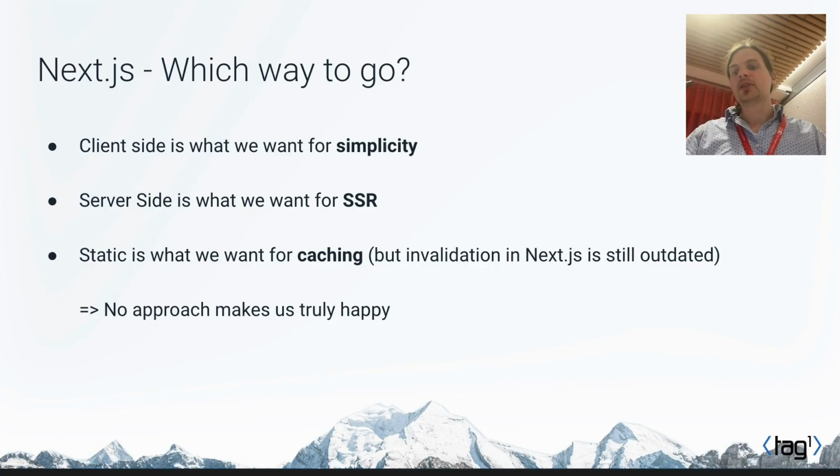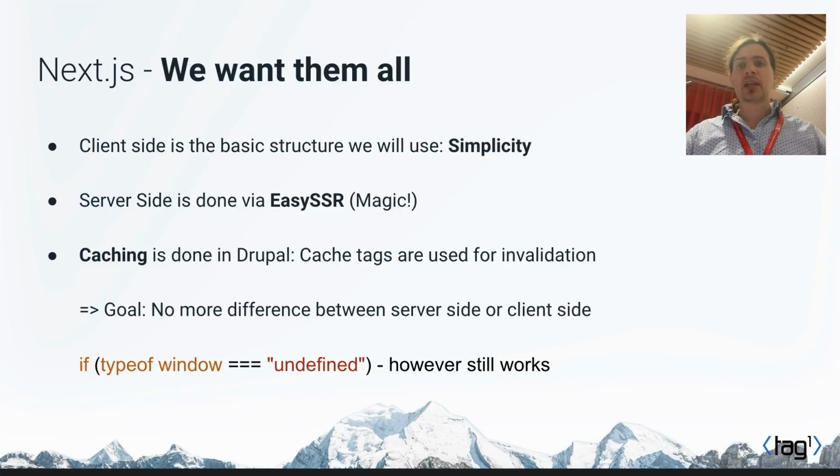Server-side, that approach is what we want for server-side rendering because we really want the props to be as simple as possible to render HTML. And the static part is what we want for caching. But the problem is that this invalidation in Next.js is so outdated. So no approach did really make us truly happy for that project. We want them all.